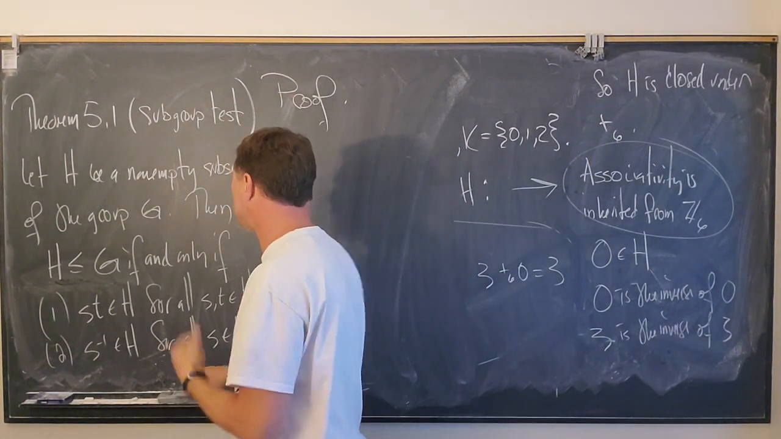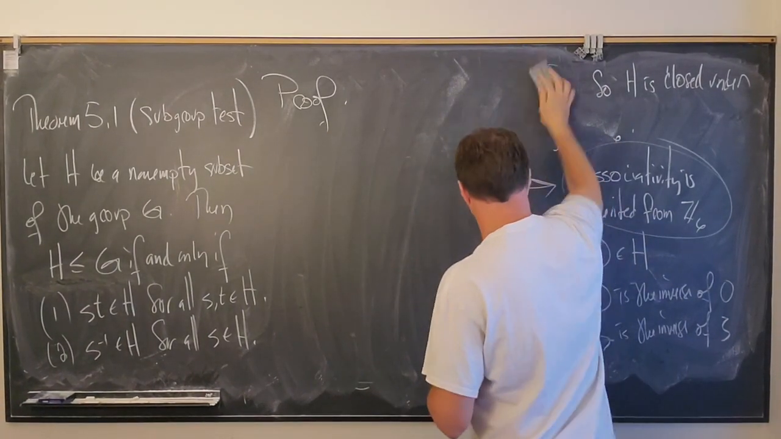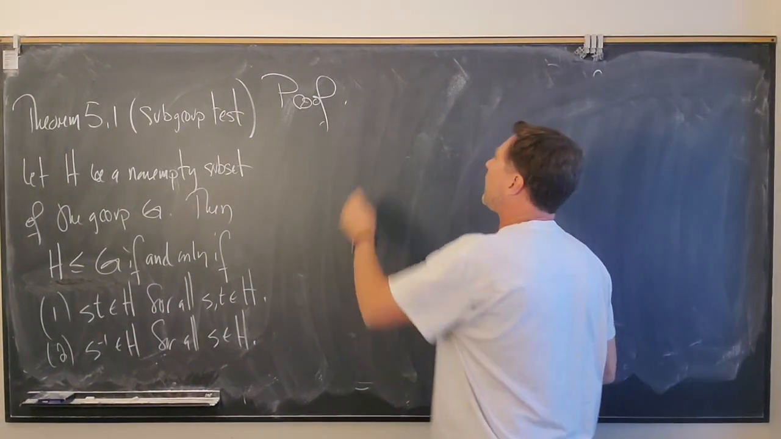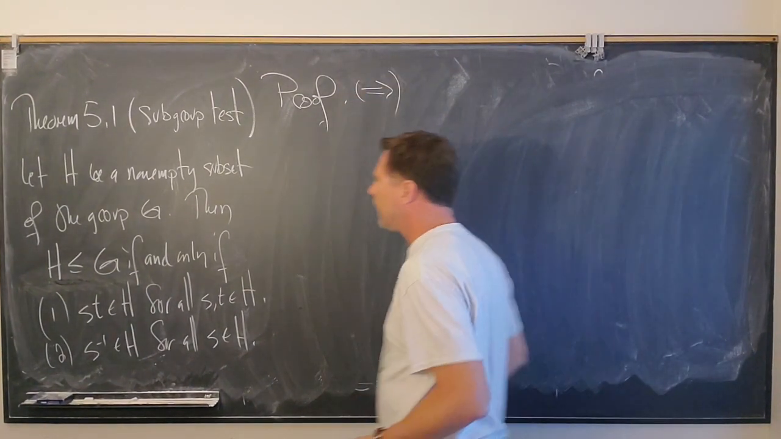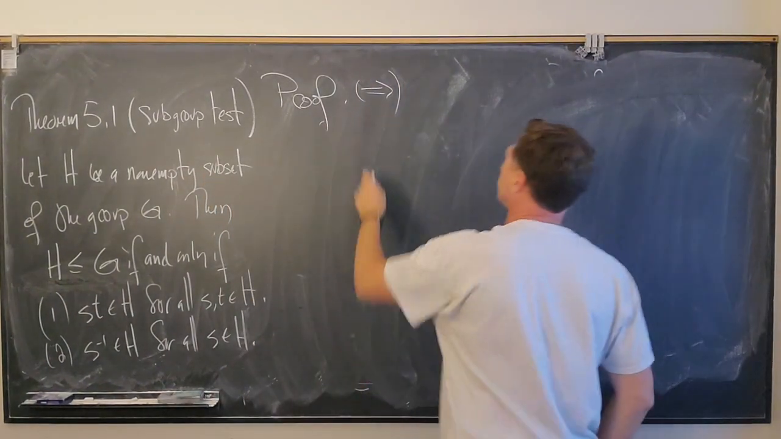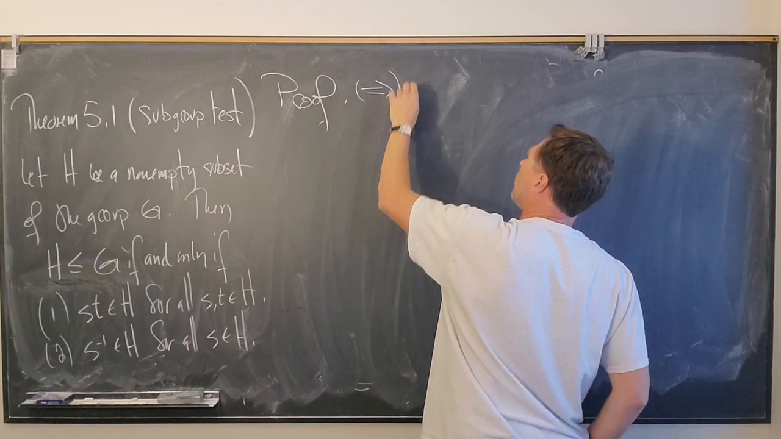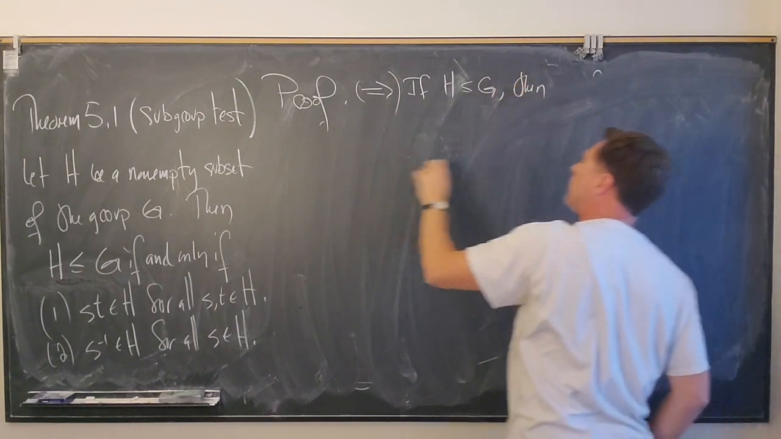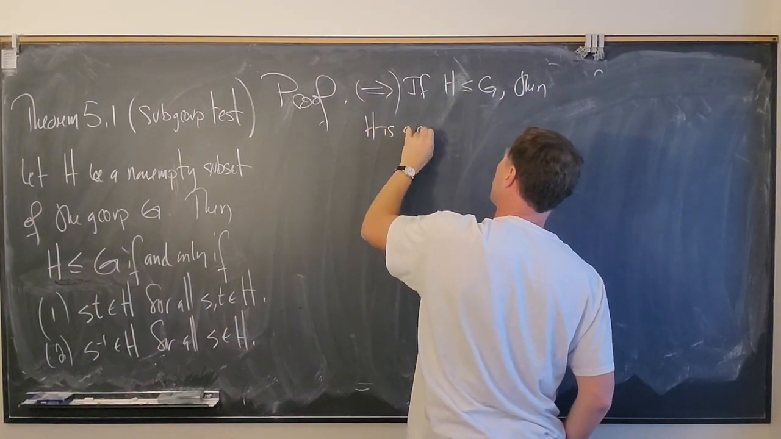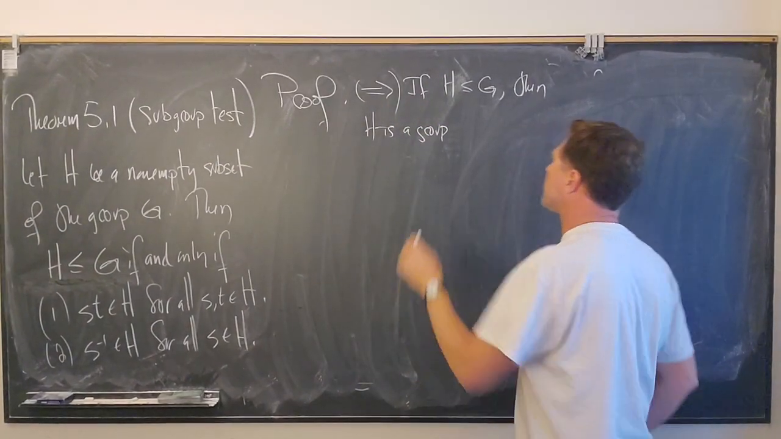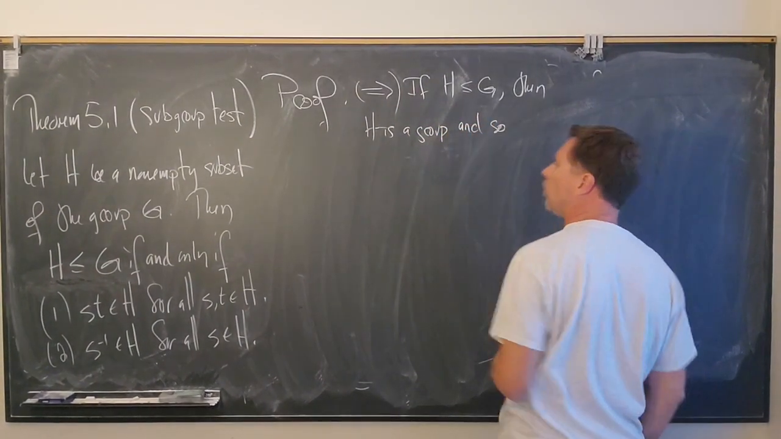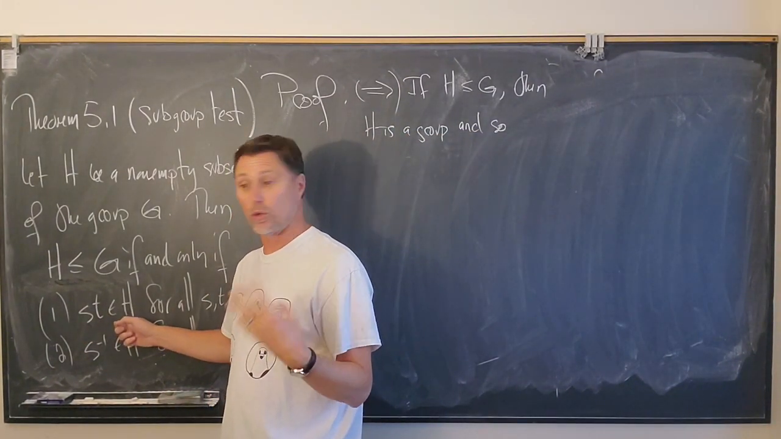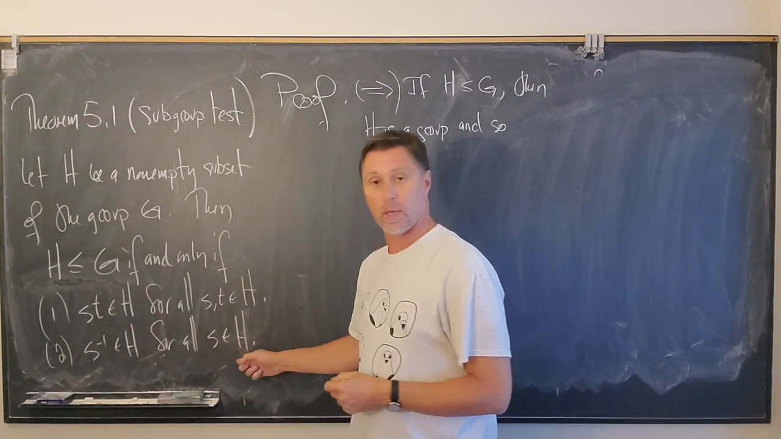Okay, now for the proof, this is an if and only if, so we need to go in two directions. So in the forward direction, if H is a subgroup of G, then H is a group. That's the definition. And so 1 and 2 automatically follow. It's got to be closed because that's part of being a group, and every element has to have an inverse, because that's also part of being a group.